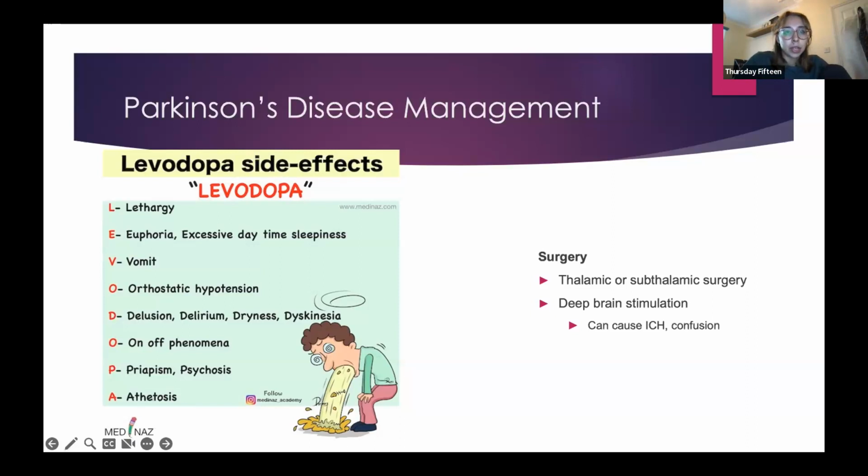Where it says dyskinesias, it can also cause things like dystonias, which is where excessive muscle contraction can lead to odd posturing or exaggerated movements. You can also get chorea, which is abnormal involuntary movements, the ones that you see in Huntington's disease. And then athetosis as well, which is involuntary twisting or writhing movements in the fingers, hands and feet. And those things can be side effects of levodopa. So the question also mentioned surgery. So thalamic or subthalamic surgery can be used in Parkinson's disease, and deep brain stimulation can as well. But those are also specialist managements, so we'll go into them.